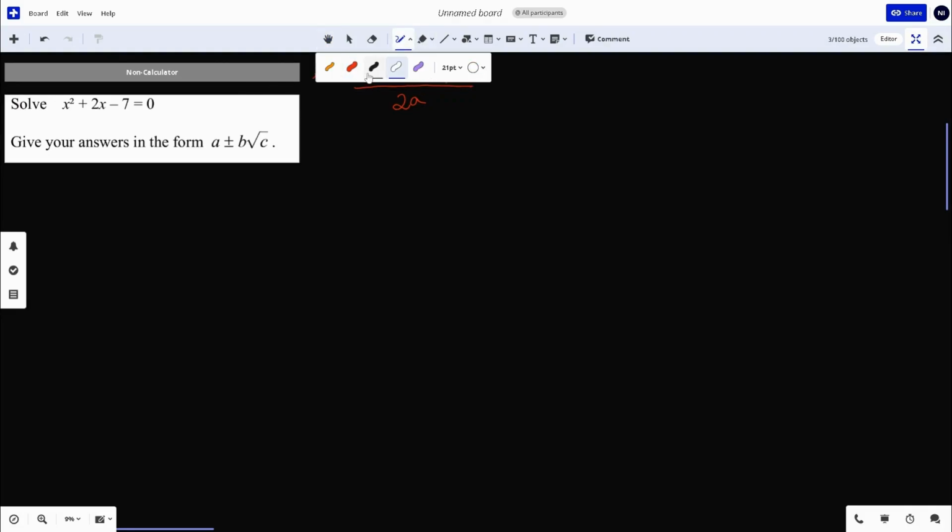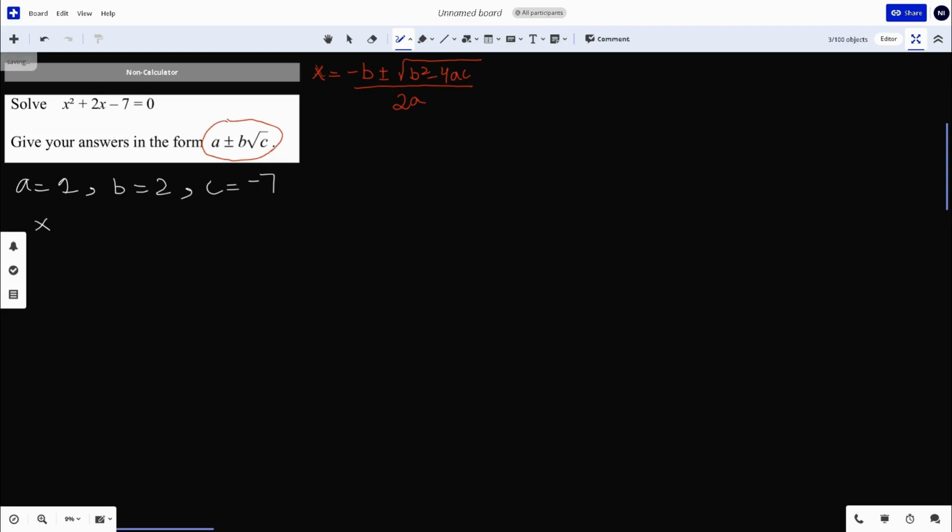Hello, today we are going to see how we can solve a quadratic formula without using a calculator. We have to give our answer in the form a plus minus b square root c. First of all, we are going to plug the values into the quadratic formula. Let a be 1, b be 2, and c be -7. So x equals minus b plus minus the square root of b squared minus 4ac, divided by 2a.